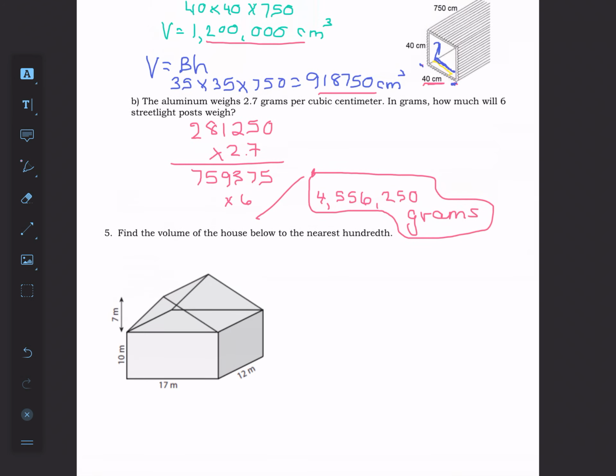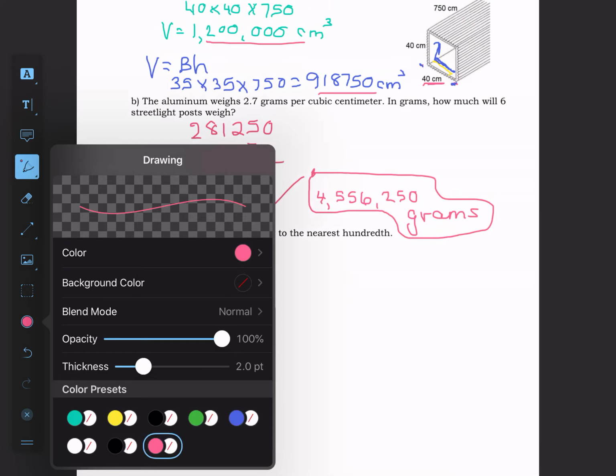4,556,250 grams. So I know it seems like a lot, but just keep in mind the units here are small, okay? We're talking about having the answer in a small unit. So that's why the number is going to be kind of bigger than what you would expect, okay?